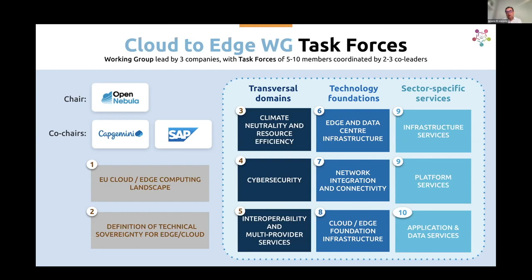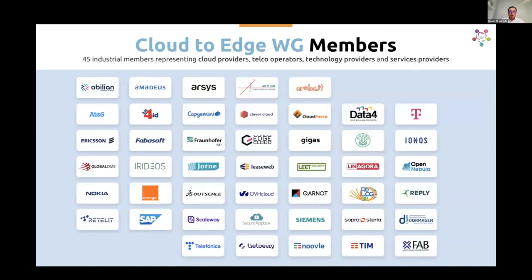And then we have 5 task forces that cover the typical layers of any cloud solution. Bottom up, you have edge and data center infrastructure, network integration and connectivity, cloud edge foundation infrastructure, infrastructure and platform services, and application and data services. Right now, we are 45 industrial members that represent cloud providers, tech operators, technology providers, and service providers in Europe.